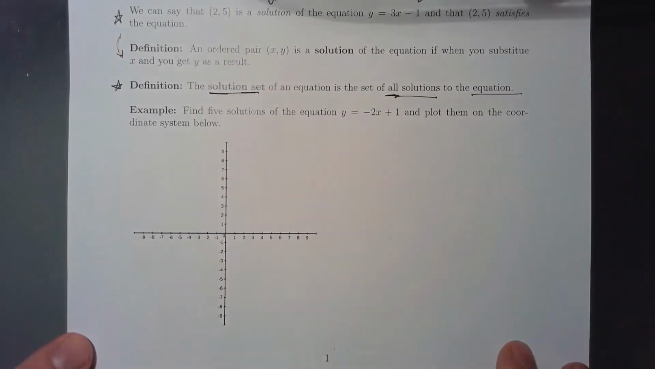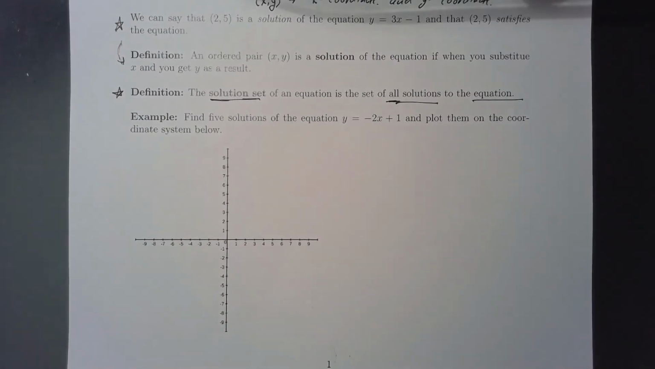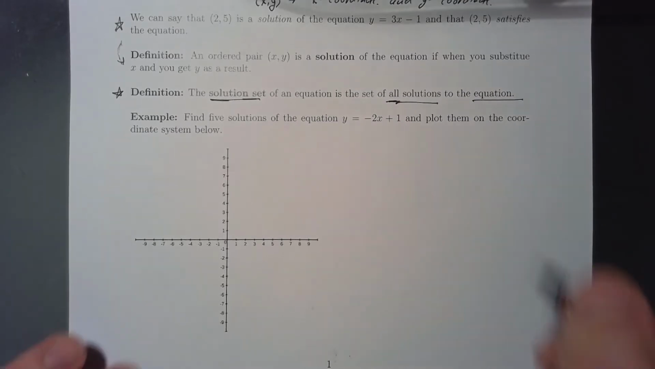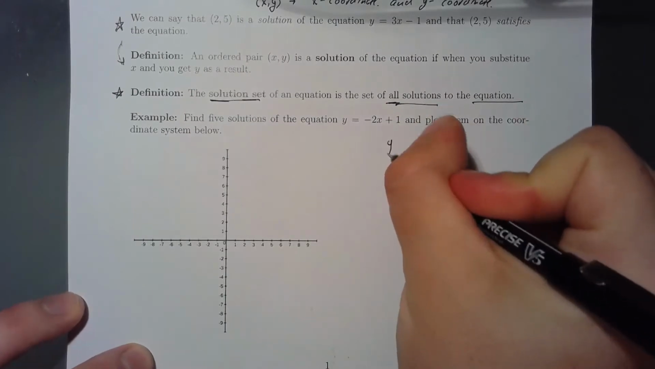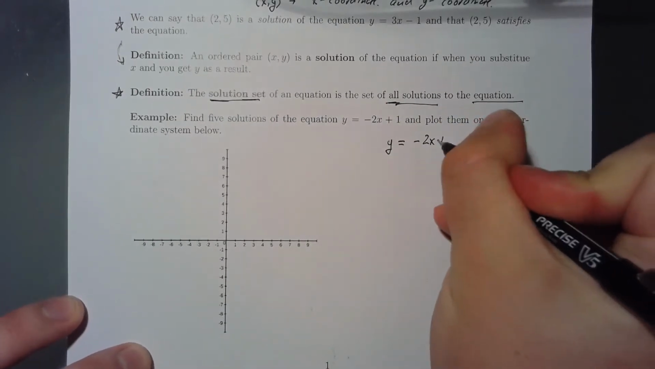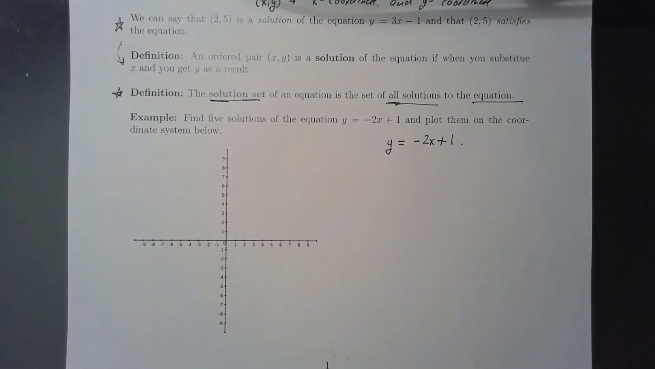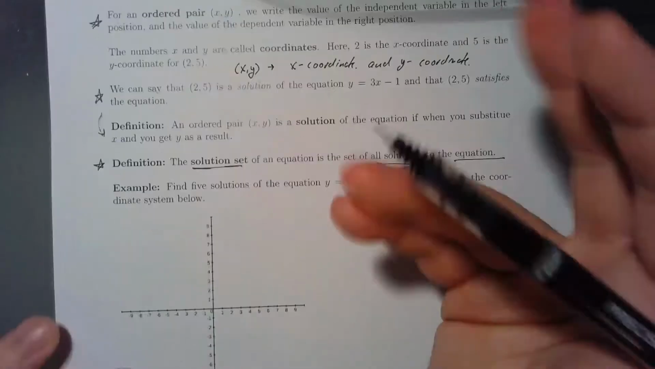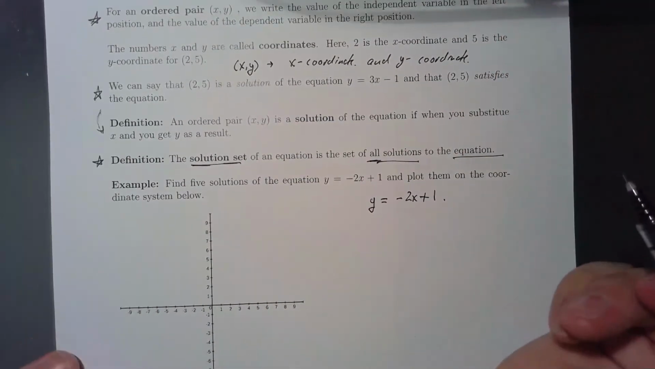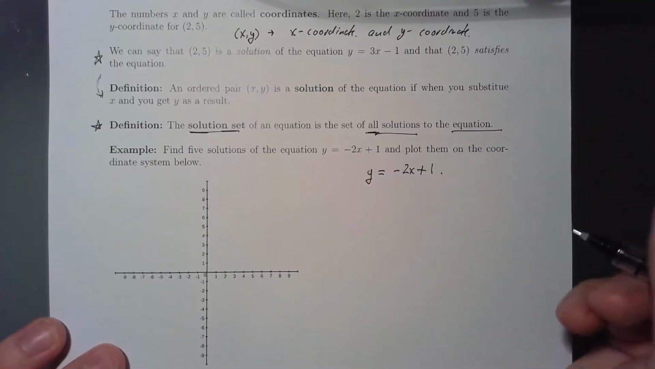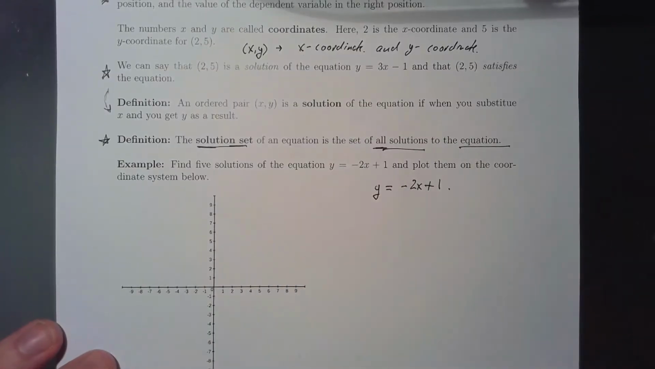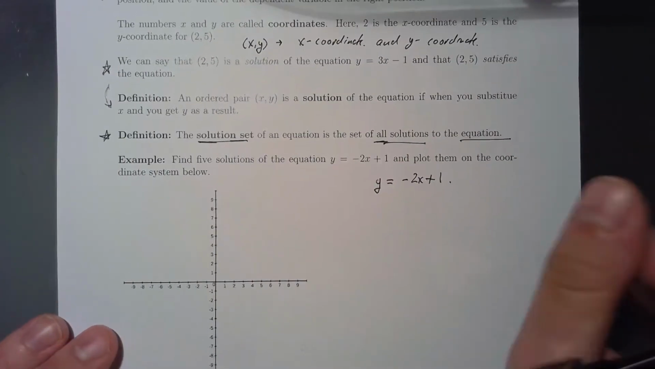Alright, so if I look here, this example says find 5 solutions to the equation y equals negative 2x plus 1, and plot them on the coordinate system below. So how do I find 5 solutions to that equation? Well, since x is the independent variable, I can control the value of that variable. I could pick x to be whatever I want.